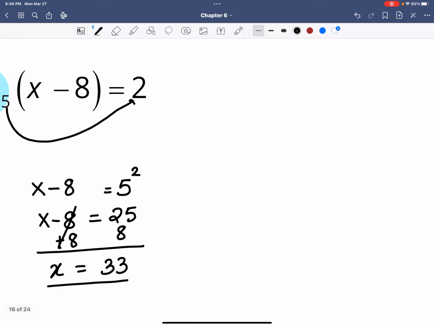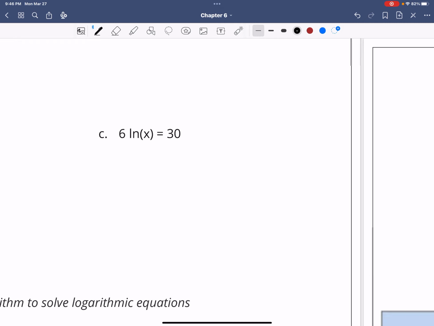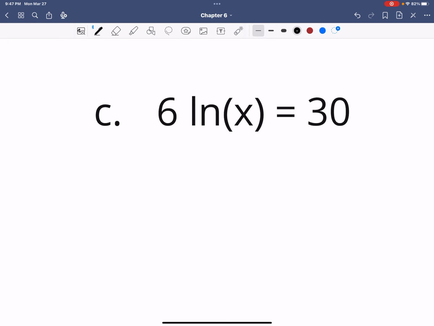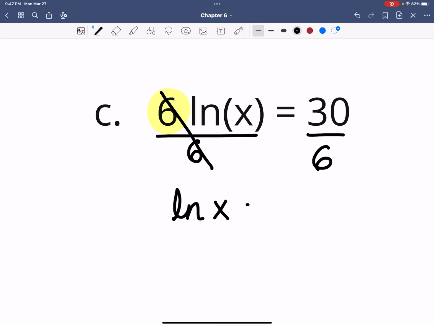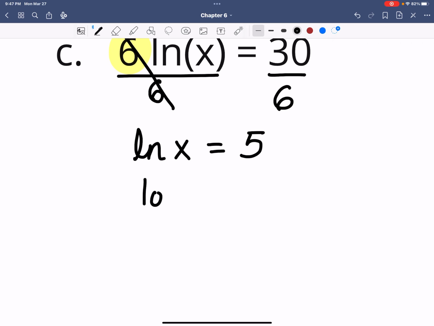Now let's take a look at the next one. Do I have a next one? Whoops. Yes, I do. The log is not by itself. It has this extra 6 here. And what do I do? I'm going to get rid of it by dividing by 6 on both sides. So I have ln(x) is equal to 30 over 6, which is 5. Remember, ln(x) is nothing but log x to the base e. Because I don't have to write log x to the base e, I simply write it as ln, but you should know that it is to the base e.